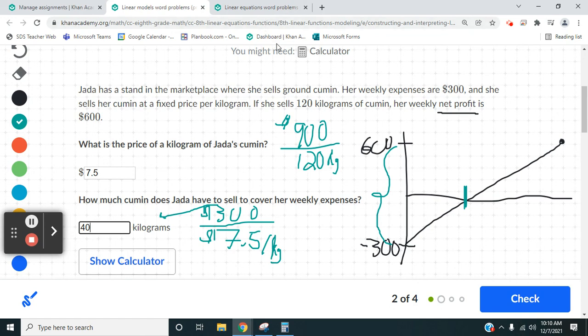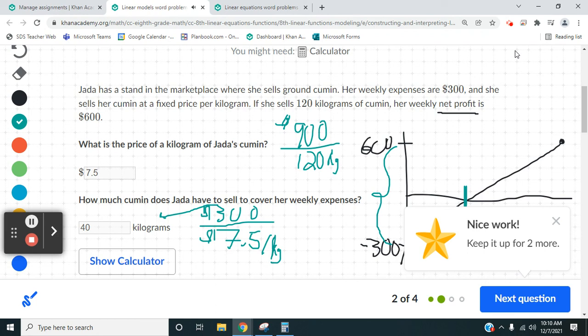I think it's a spice. Okay. Used it. I don't know. Anyway, there you go.